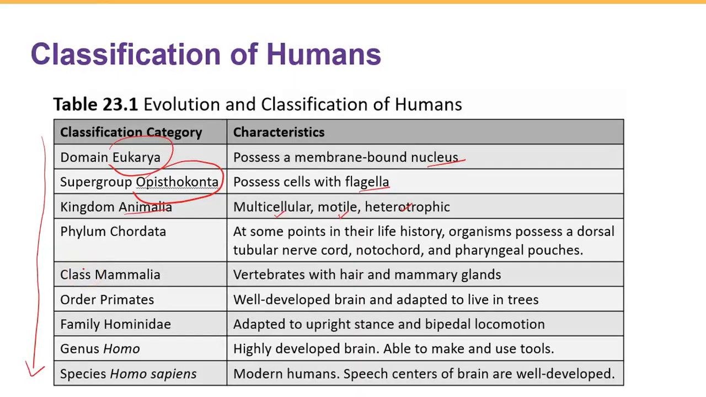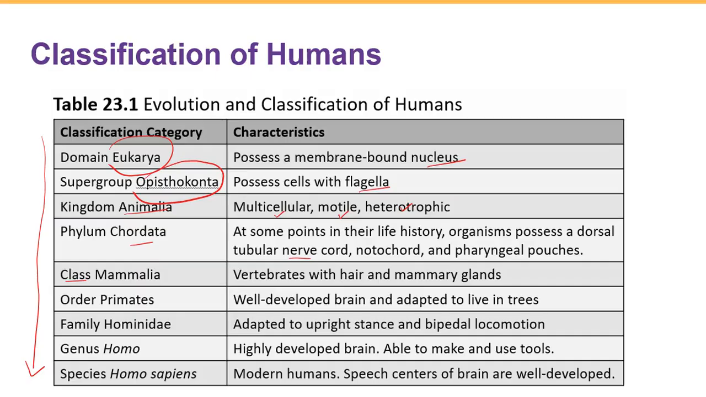Next level is phylum. So we belong to phylum Chordata, which all the members have at some point in their life a dorsal tubular nerve, like our spinal cord, and also pharyngeal pouches, which in humans develop into parts of the ear, tonsils, and glands. And then as mammals, humans have hair, mammary glands, then vertebrae or our backbone.